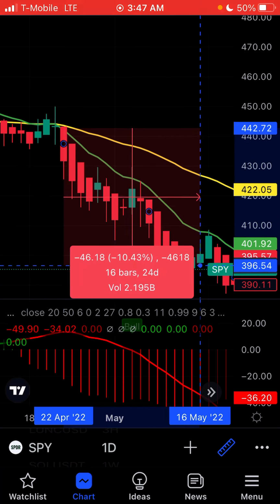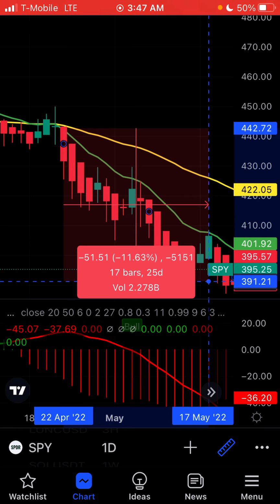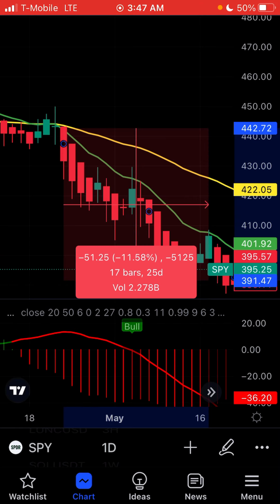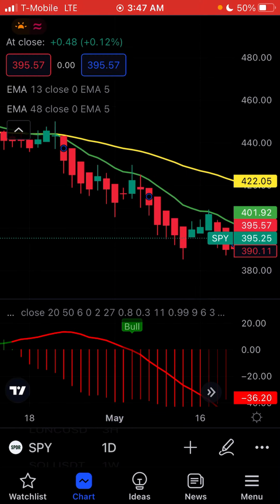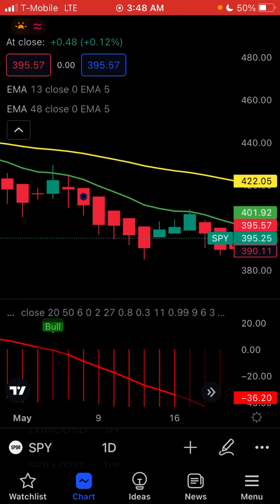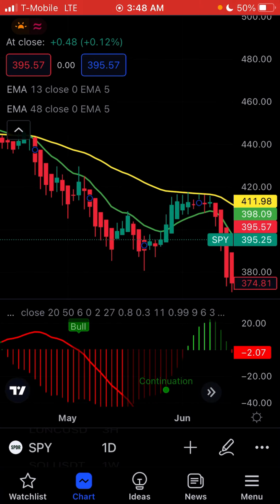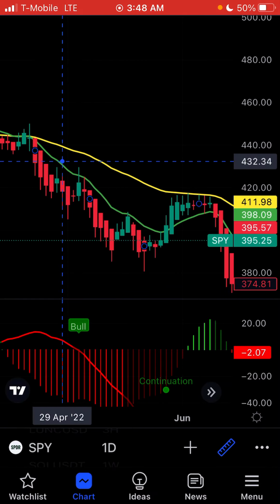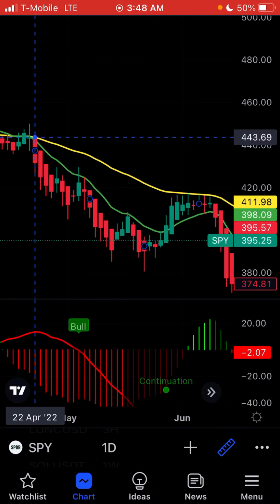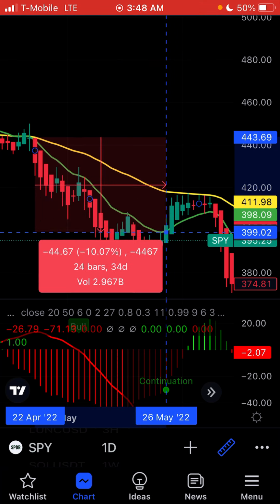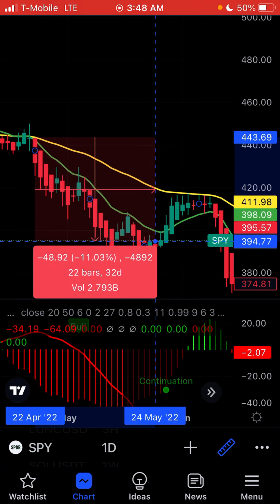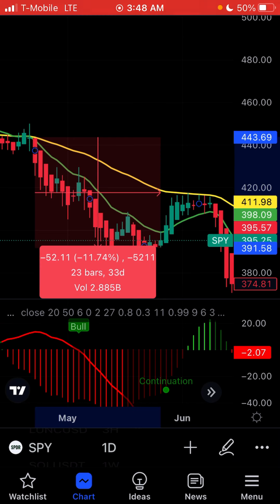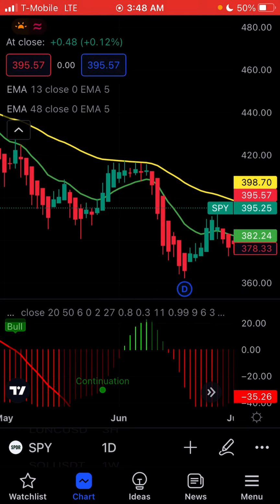Now, you could have done a put here and made a lot of money. It's been down for a while. So let's shrink this down. Okay. It went down for a while. So we got up here, and it goes down. So it was in a downtrend for a whole month. Pretty much, a whole month.